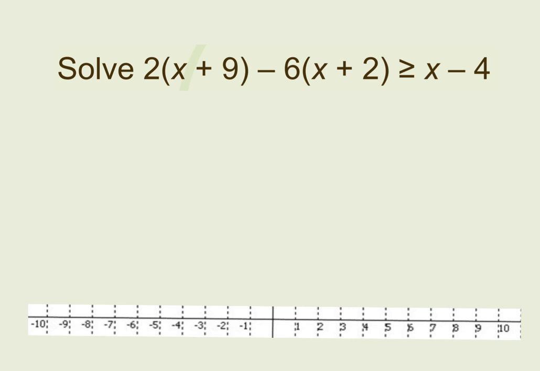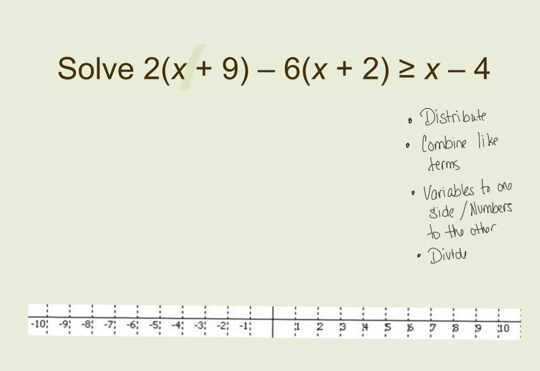All right, let's look at a little more difficult of a problem. This is one that requires distribution. It has variables on both sides. We are again going to approach this just like we did the equations. We're going to do our distribution. We're going to combine our like terms, move our variables to one side and our numbers to the other. So let's go ahead and use our distribution.